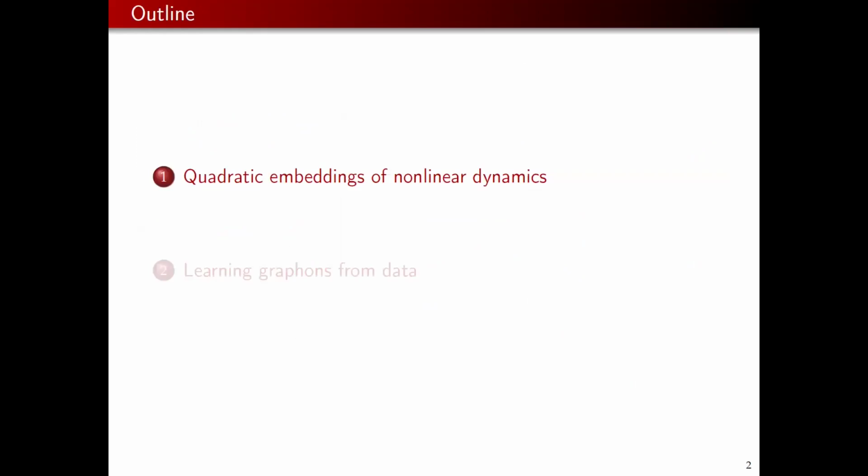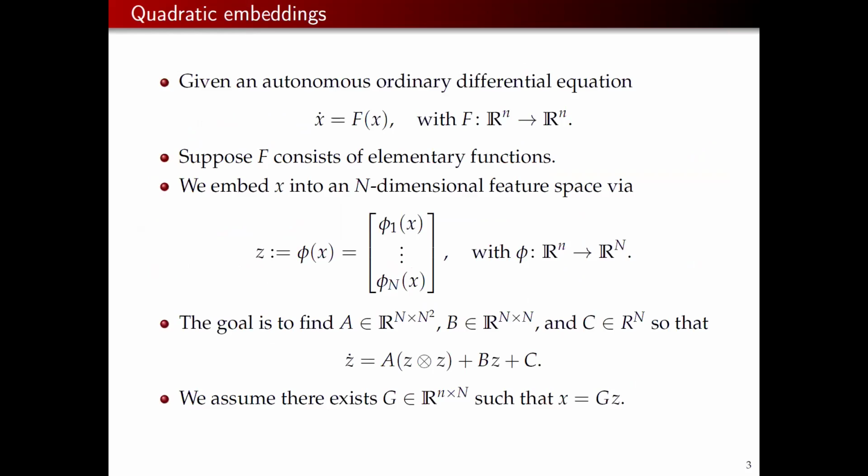Okay, so I will first talk about quadratic embeddings of nonlinear dynamics. And the idea is that you have an autonomous ordinary differential equation, which is given here by x dot is equal to f of x, where the state space is lowercase n-dimensional. And we want to embed this n-dimensional dynamical system into a higher space, but we don't want to make it linear in this case. In this case, we want to make it quadratic.